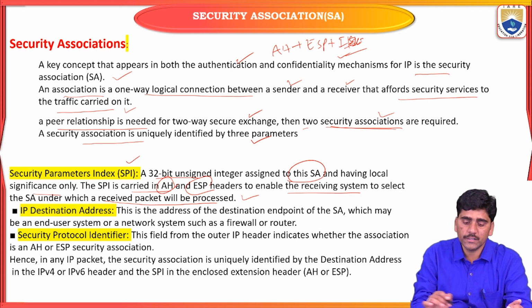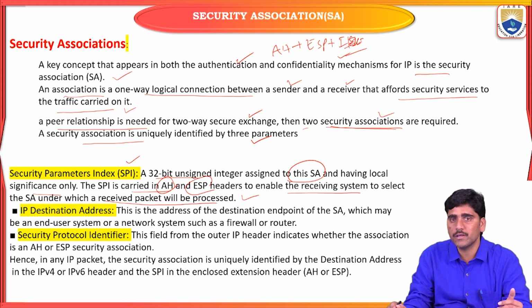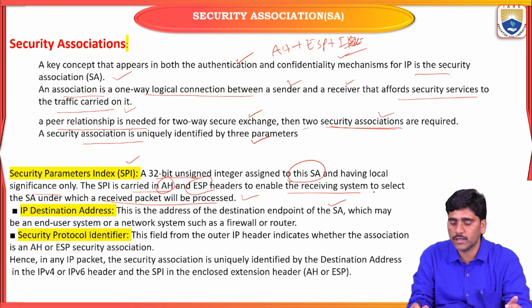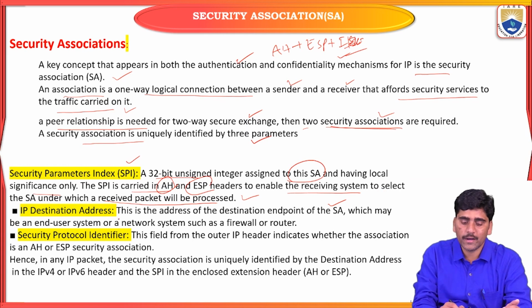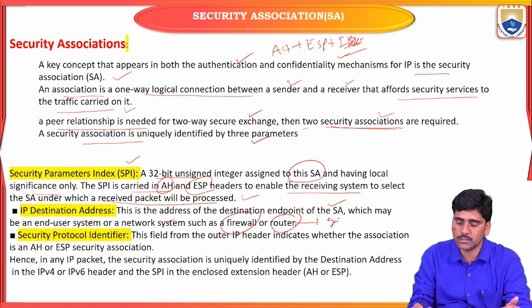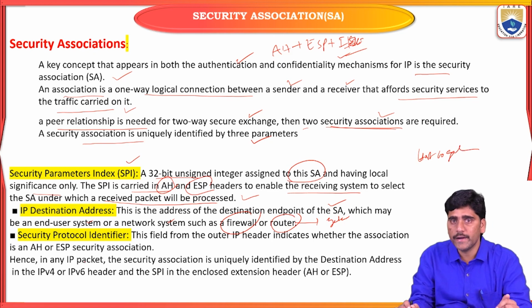The second field is the IP destination address. This is the address of the destination endpoint of the SA, which may be an end user system or a network system such as firewalls or routers. These are all gateways, so this can be host to gateway.